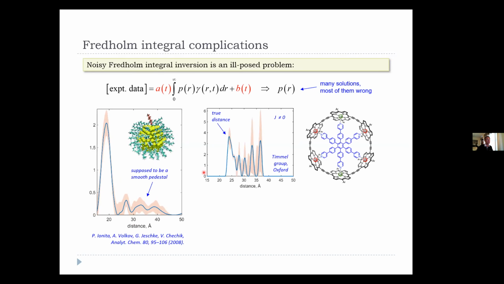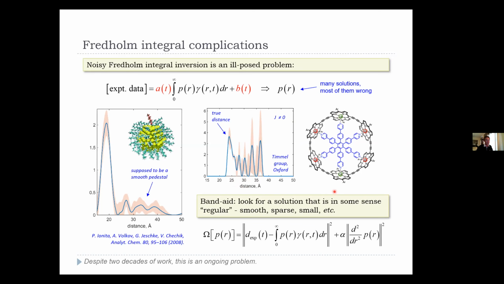Another problem that you often see is external interactions like exchange coupling that don't fit into the mathematical model. And so in, for example, these molecules, when you measure distances between these two copper ions, you get the true distance, but also a great amount of distortions because of this exchange coupling between those electrons. And essentially the band-aid, right, what is currently perhaps the most widely used method, is to look for a solution that is in some sense regular. It's either smooth or it's sparse or it's small, and typical condition being that it is smooth.